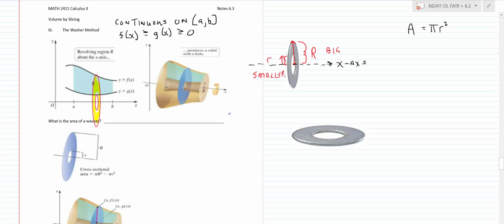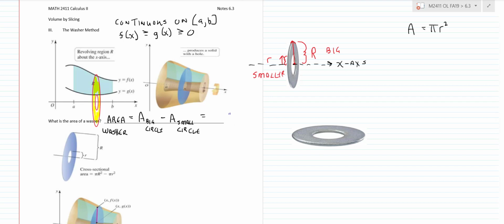Okay, so here's what happens on this then, basically. The area of a washer is found this way. This is basically what you do. It's just the area of the big circle, the bigger circle, minus the area of the smaller circle, like this.